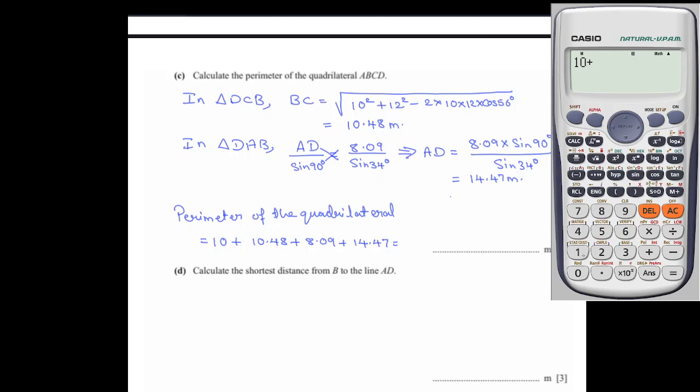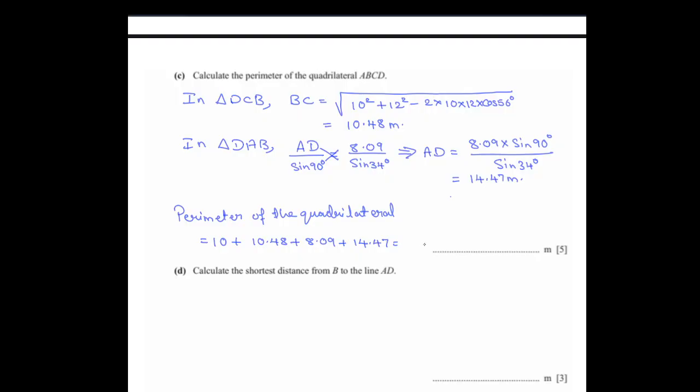Ten plus 10.48 plus 8.09 plus 14.47 gives 43.04 meters. So this is the answer. The perimeter we got.